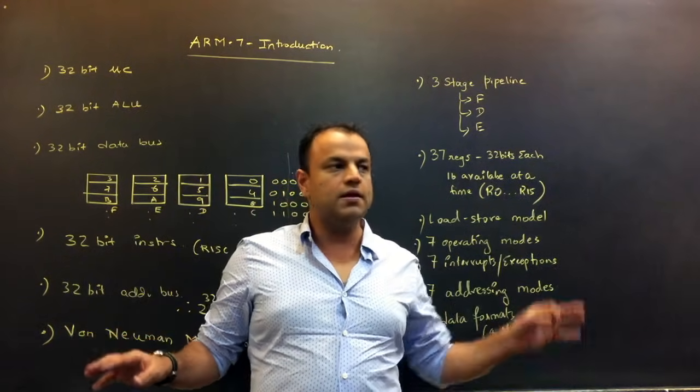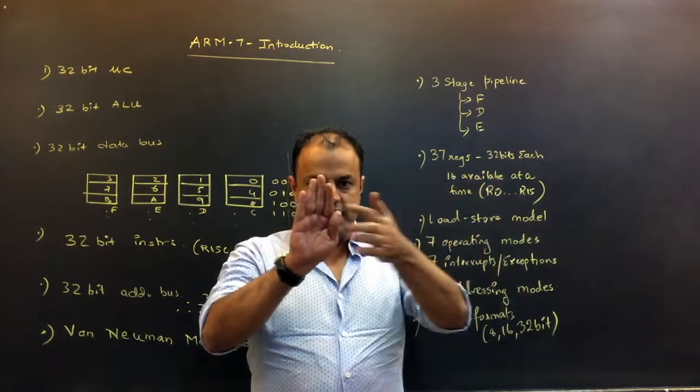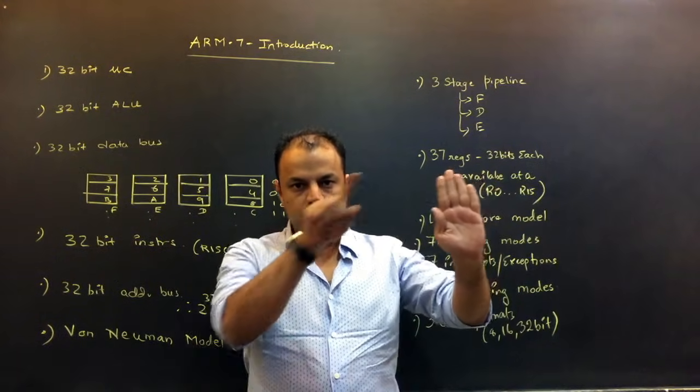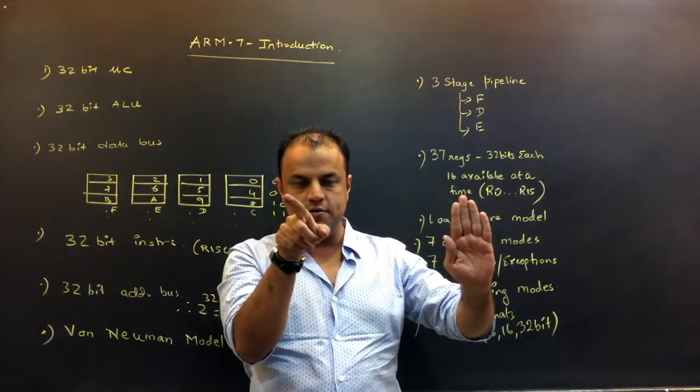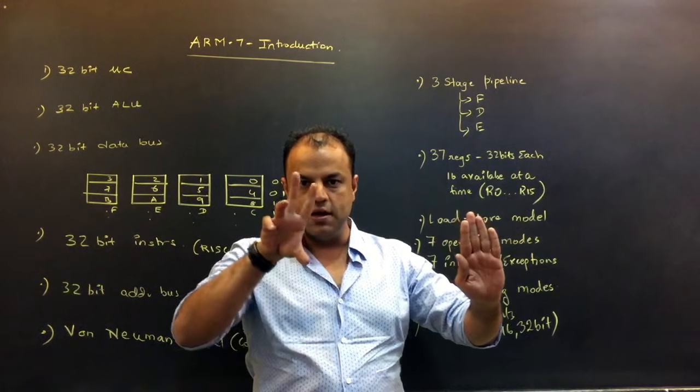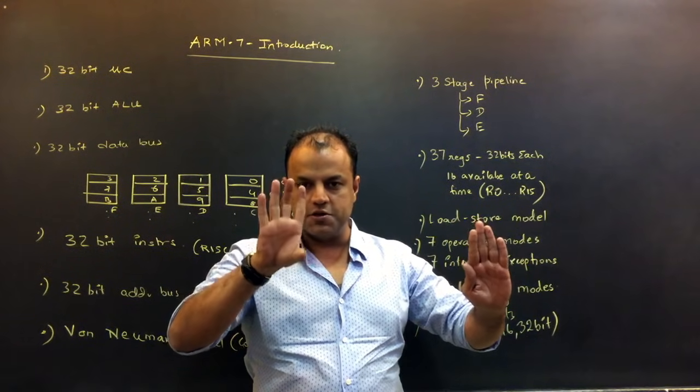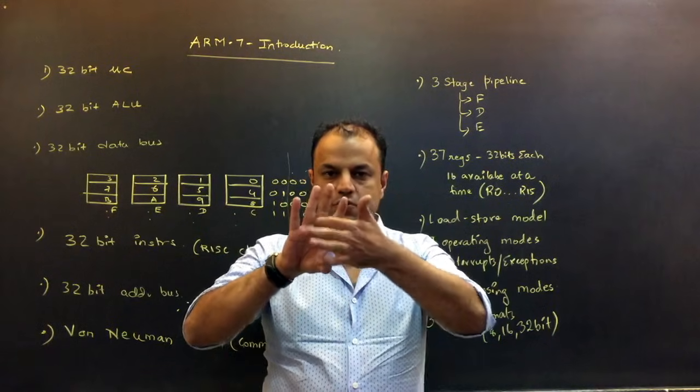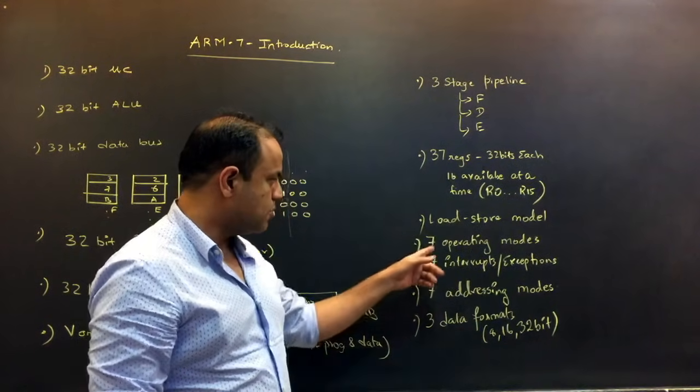So what does load store model mean? This is a processor, this is the memory. Inside the processor there are registers. With memory you can only do a load and a store. Get the data into a register, store the result back into the memory. All arithmetic logic operations, all processing will be done inside the processor only on registers. That's the load store model.